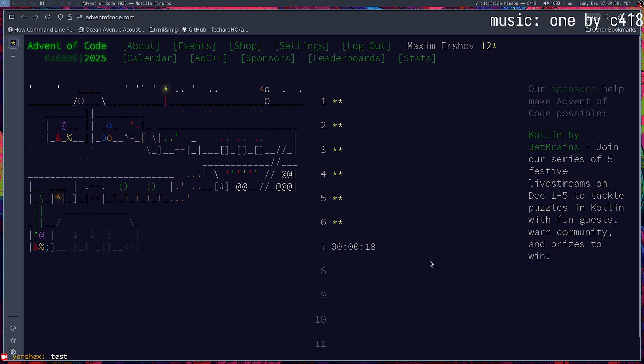So this is Advent of Code. I'm going to try to solve the seventh day. Maybe it's going to be much harder than the other days, and I'm just going to break.